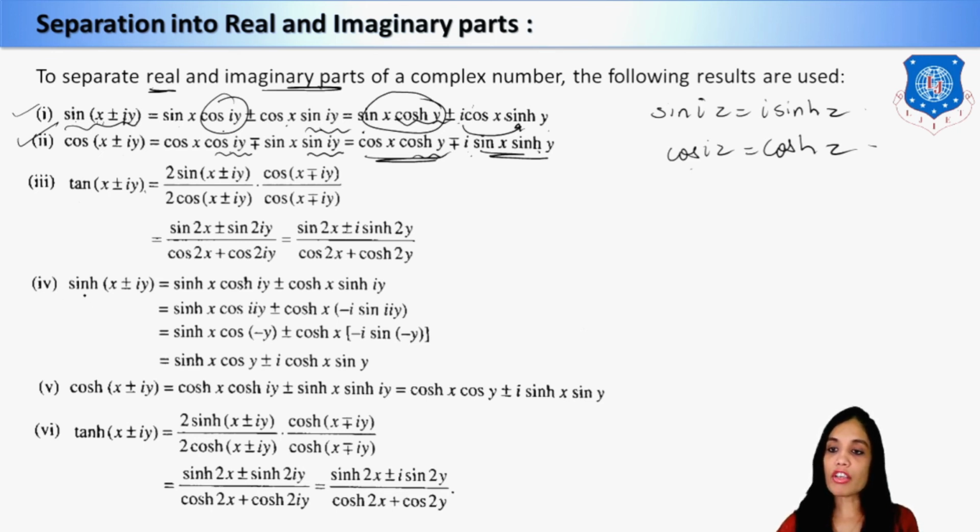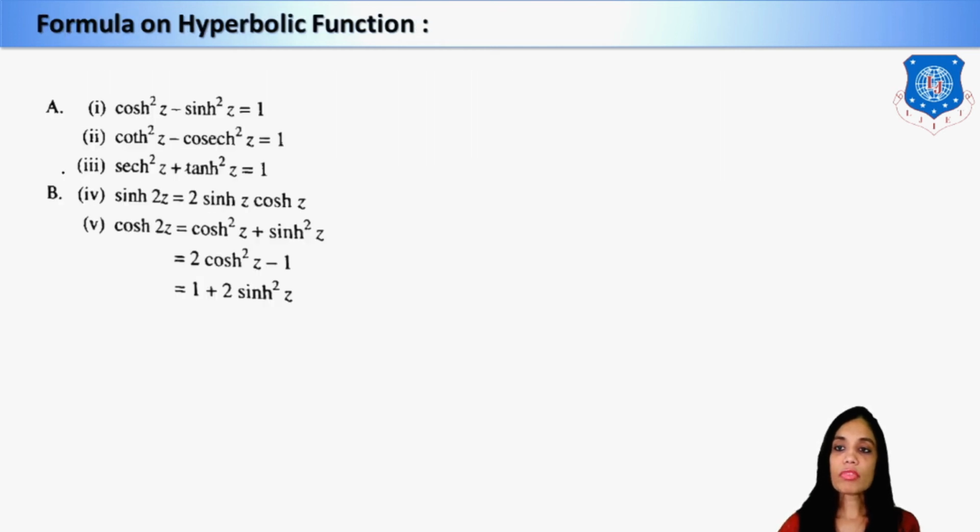Similarly, you can obtain the formula of sinh of x plus or minus iy. Here also you have to apply the formula of sin alpha plus or minus beta and simplify further, right? So all these formulas you can obtain easily using these two formulas and the formulas of sin alpha plus or minus beta or cos alpha plus or minus beta. Okay, next. Again, there are some formulas of hyperbolic functions that you have to remember.